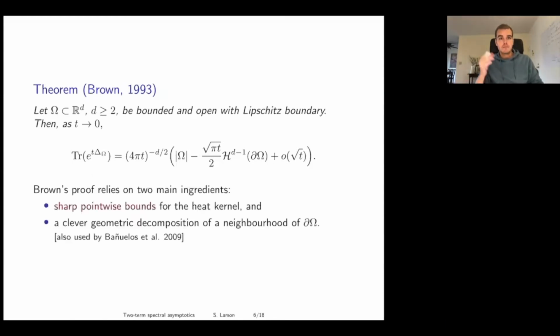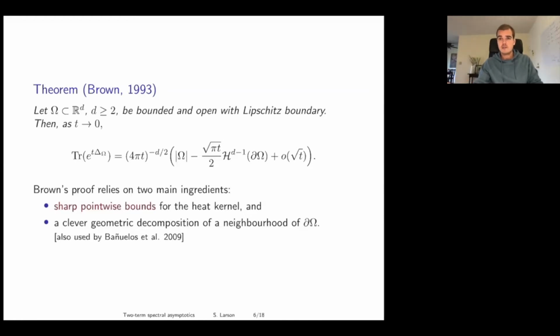And Brown's result is essentially based on two key ingredients. There's a lot of technicalities in between, but these are the two key things that he uses. On one hand, he uses sharp pointwise bounds for the heat kernel, which are valid all the way up to the boundary, provided that the boundary satisfies some geometric assumptions locally. And he essentially constructs a geometric decomposition of a neighborhood of the boundary into points where he has these pointwise bounds and points where he doesn't. And he shows that he can do this in such a way that the set where he doesn't have the bounds is small enough to just discard, so it doesn't actually contribute to the trace.